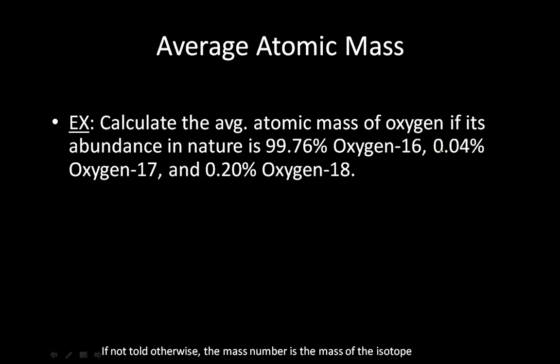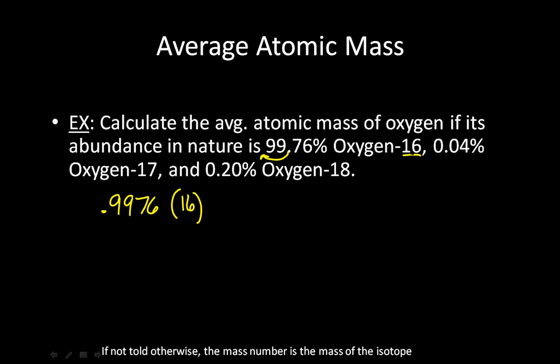Let's find the average atomic mass of oxygen if its abundance in nature is the following. Okay, so 99.76% is oxygen 16. Let's convert that to a decimal by dividing by 100, moving the decimal place 2 to the left. So it'll be 0.9976. And that's the percent, and it weighs 16. The mass number is given to us.